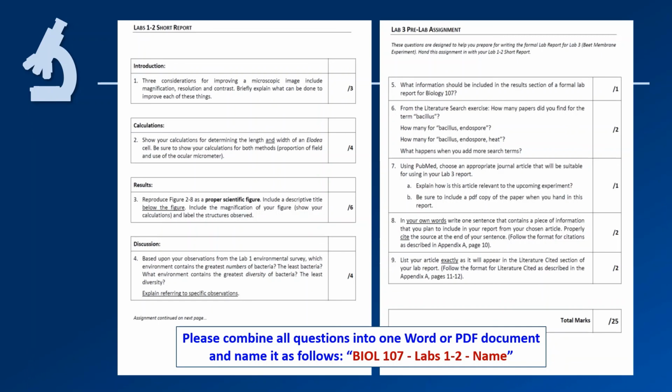By the way, this particular assignment is going to actually have 2 documents you're going to submit. So one will be the answers to all of these questions. The second document will be a PDF of the journal article that you find for question number 7 here.